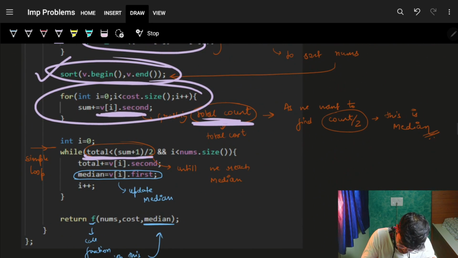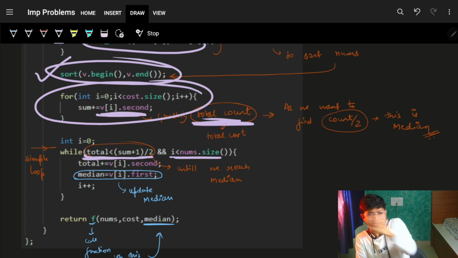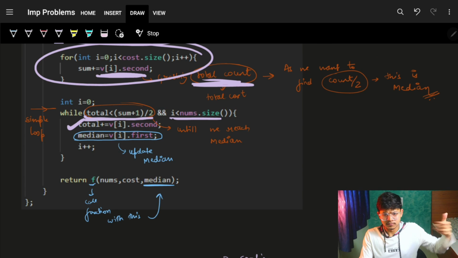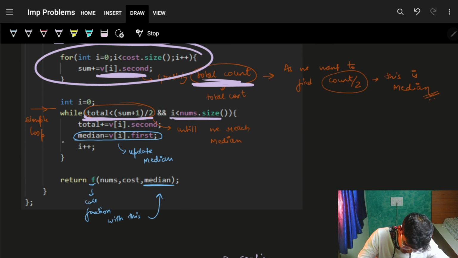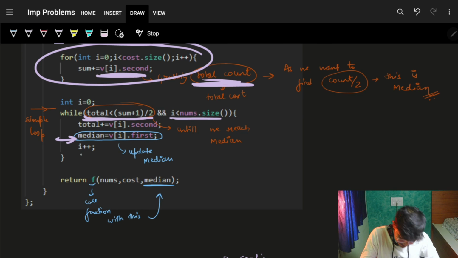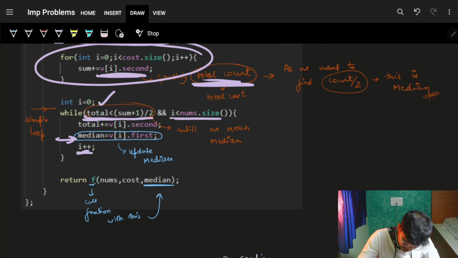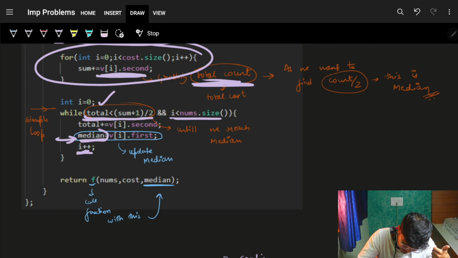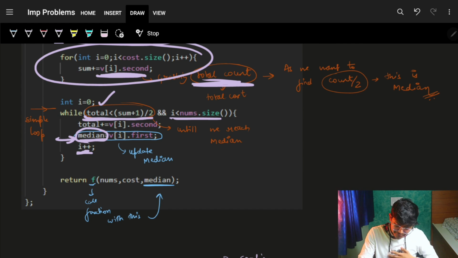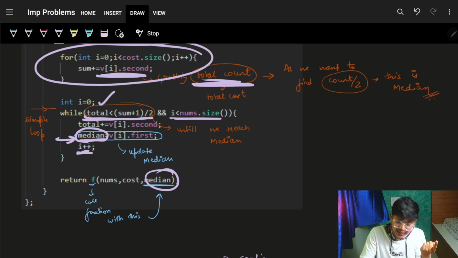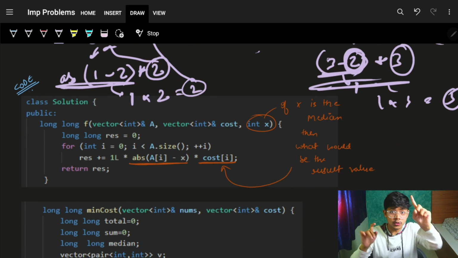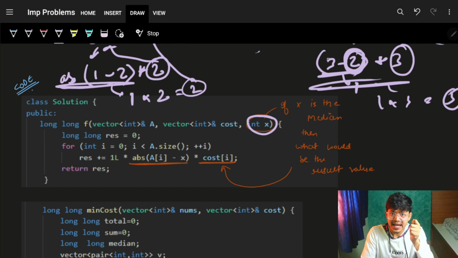So I just keep on going while my sum plus 1 by 2, and also while my i is less than the size of nums, so as to not go beyond. Then I will just add in my total. As it is being added, the median is being updated, and i is being incremented. As soon as my total becomes more, I know I have already got my median. Now I have to make every element equal to my median. I will call this function, which says make everyone equal to that particular median x.